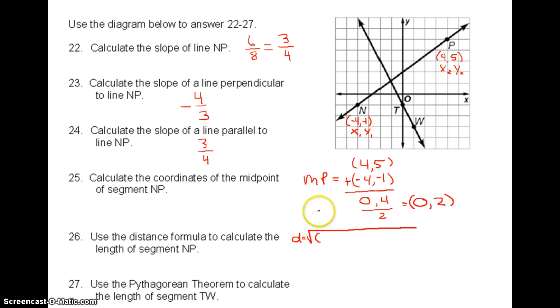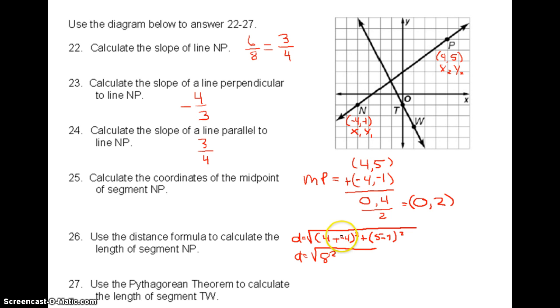So x sub 2 would be 4 minus x sub 1, which is negative 4, close parentheses squared, plus y sub 2 is 5 minus y sub 1 is negative 1, close parentheses squared. 4 minus a negative 4 is 4 plus 4, which would be 8 squared.